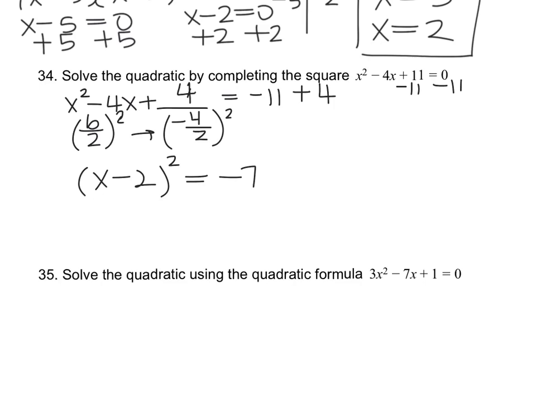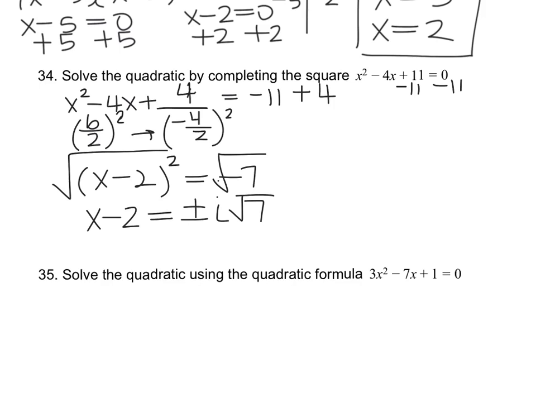Now to get x by itself, the first thing I want to do is take the square root of both sides, because a square root and a squared cancel. So I'm going to have x minus 2 equals, in order to get two solutions when completing the square, you have to put a plus or minus in front of your square root. So we're always going to put plus or minus. Now I want to look to see if I can simplify my square root. So I'm looking at the square root of negative 7. I can't simplify 7, but I can take out the negative by putting an i. So I'm going to get plus or minus i square root of 7.